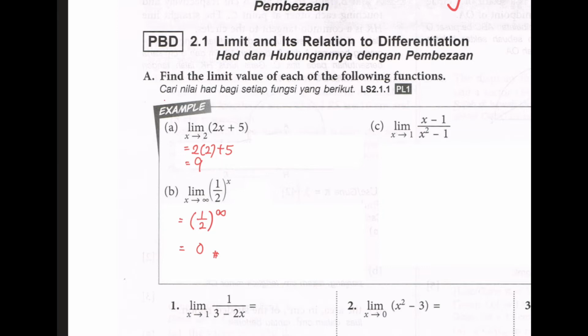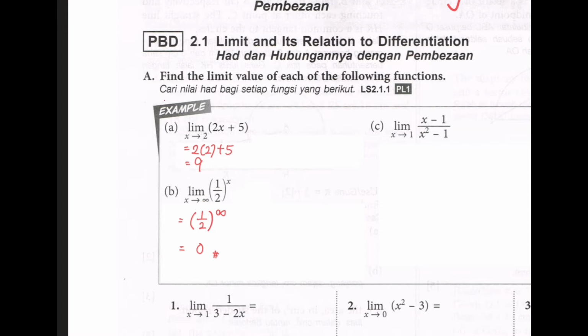If you can't see the number clearly, you try an even bigger value. If 1 million is not enough, then you try 1 billion. You put 1 billion inside, half to the power of 1 billion, then the calculator will show you what value you get. That is how we handle infinity.